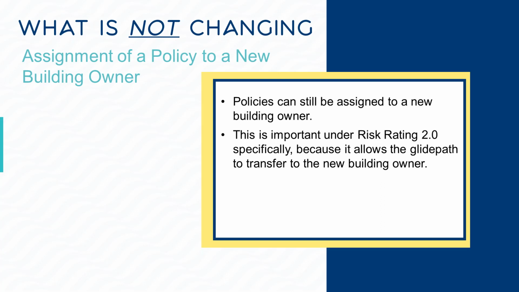Let's talk about the assignment of a policy to a new building owner. The assignment of a policy to a new building owner will remain under Risk Rating 2.0. Say you are selling a house. The buyer will still be able to assume the seller's NFIP policy. The same rules apply as before. The only slight difference is the seller can endorse the policy prior to or at loan closing, but the buyer has up to 30 days past closing to submit that endorsement form to the carrier.